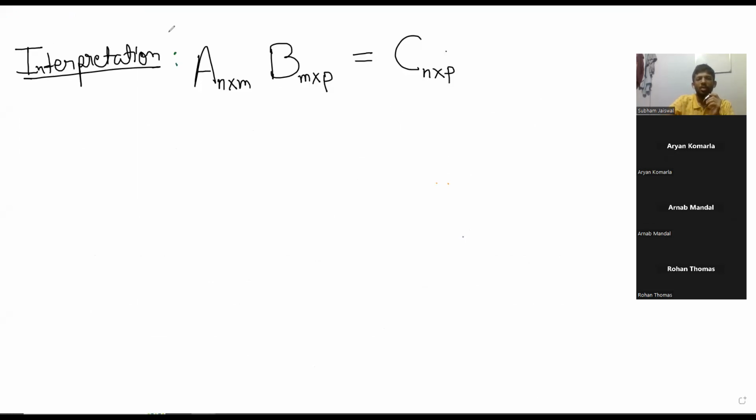Right. So now can anyone explain row reduction after this interpretation?